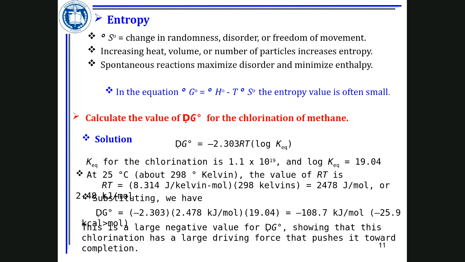So how do you calculate the value for delta G? In order to calculate the value for delta G, you could have the K equilibrium, and then you use the formula delta G equals minus 2.3 RT log of the K equilibrium. Or you could calculate the delta G based on delta H minus T delta S. Either one of them would work.